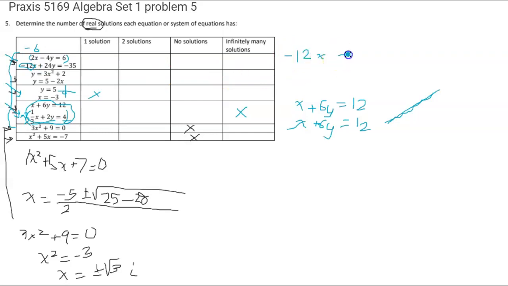-12x plus 24y equals -36. Oh, the second equation is identical. -12x, yep, plus 24y, yep. Oh, equals -35. So what that means is whatever's going on here, the first line goes like this, and the other line doesn't quite have the same x and y intercepts, but they're really close, but not quite the same.